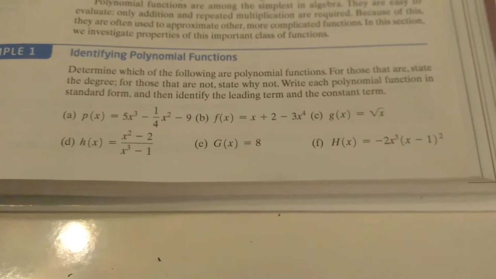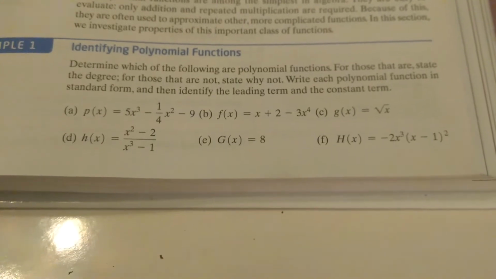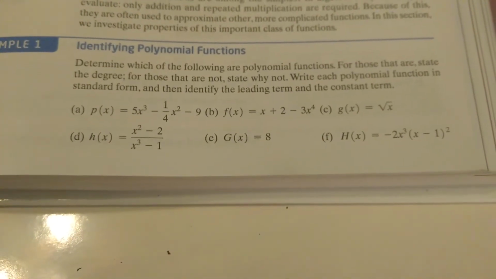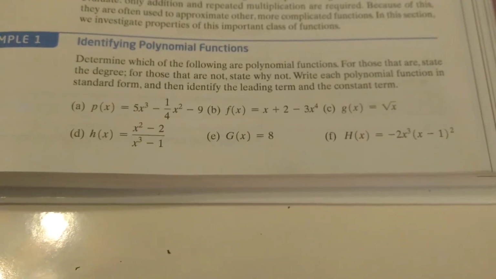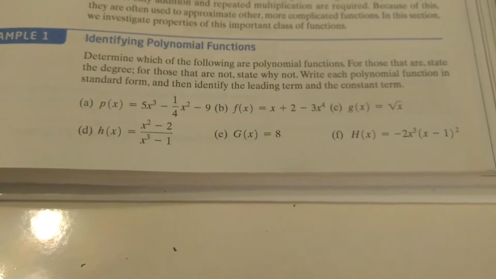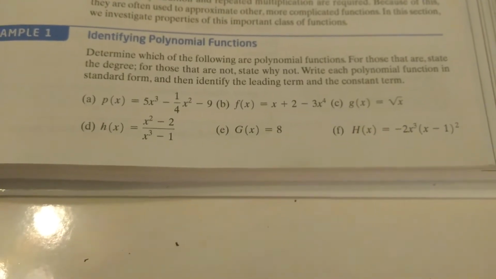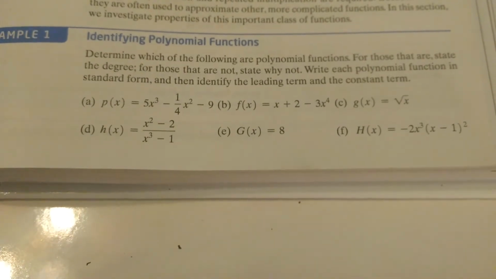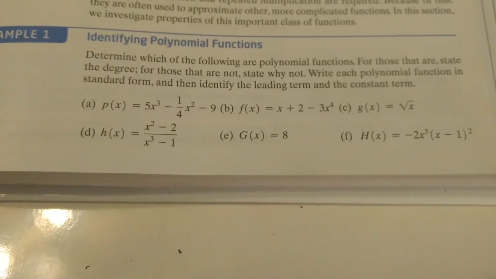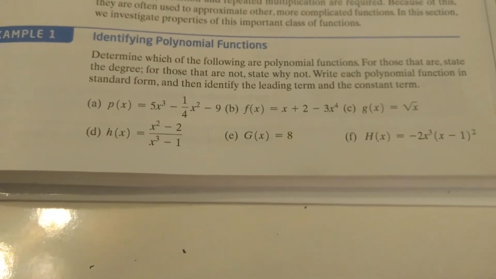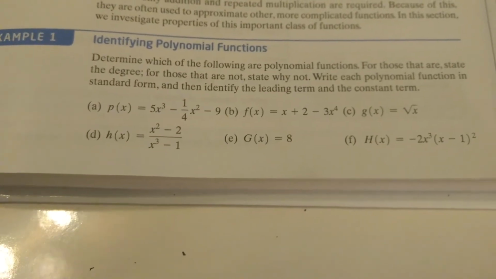When looking at these example problems, we can see that the first one, letter A, is a polynomial function. Even though we have a 1/4 in front, it's perfectly okay to have a 1/4 as a coefficient, and the leading degree is 3. Letter B is also a polynomial function, but it's not in descending order. It should have been written as negative 3x to the 4th plus x plus 2.